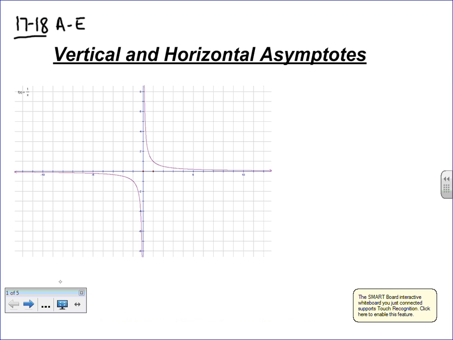Okay, so we're ready to go. The first thing we're going to discuss are vertical and horizontal asymptotes.